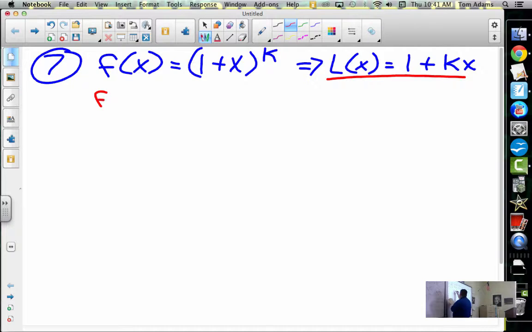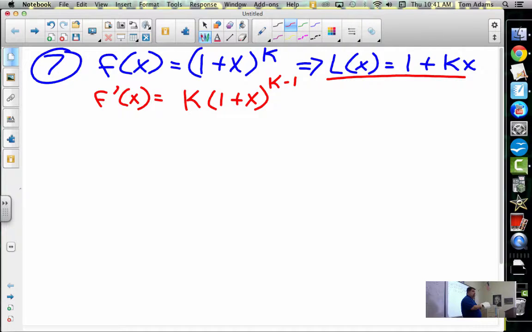So what I'm going to do is say that f prime of x, we use the power rule. We're assuming that k is a constant, so we toss the k to the front times the stuff on the inside, raised to k minus 1, and then times the derivative of the stuff on the inside, which is just 1.